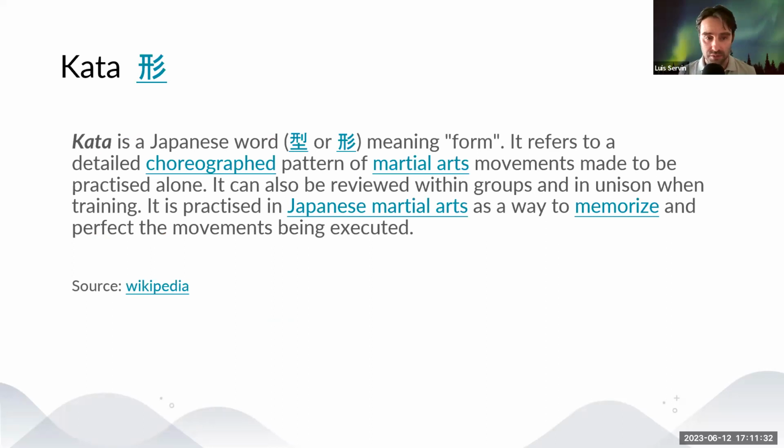Kata is a word that comes from the Japanese. There are 2 different kanjis, symbols for that. I don't really know enough to tell the difference between either, but I chose this one. And it means form. So if you know the word kata from martial arts, it means basically choreographing your movements to make them be fluid and make them flow when you need them. And it is practiced to memorize or to create muscle memory.